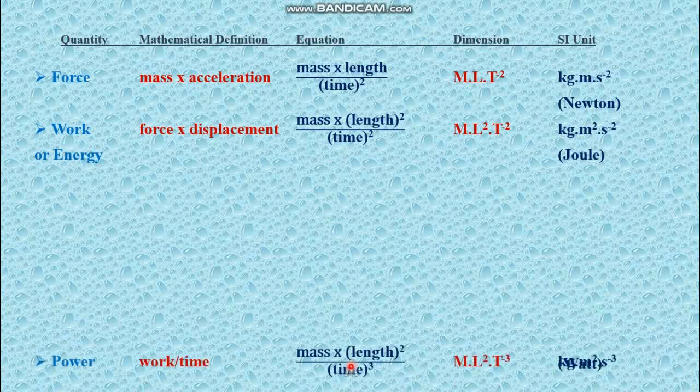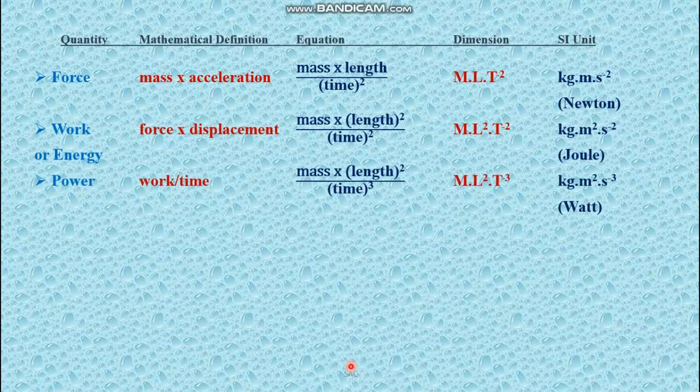Our next quantity is power, which has the mathematical definition of rate of doing work, work per unit time. So when work, with the dimension mass into length squared by time squared, is divided by time again, you arrive at mass into length squared by time cubed. The corresponding symbol of the dimension should be ML^2 T^-3, and the corresponding SI unit should be kg meter squared per second cubed, which is known as watt.